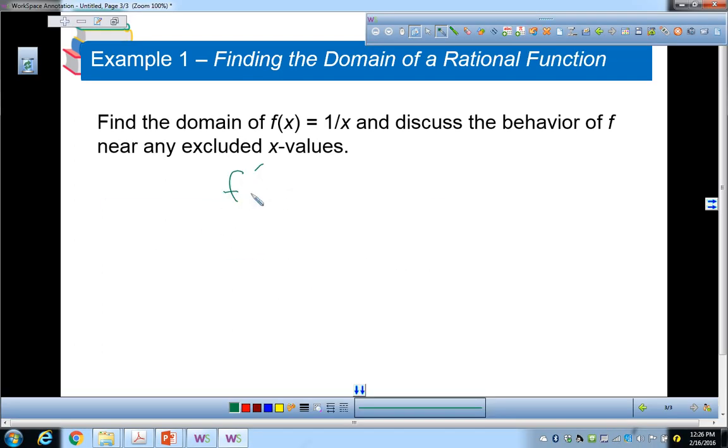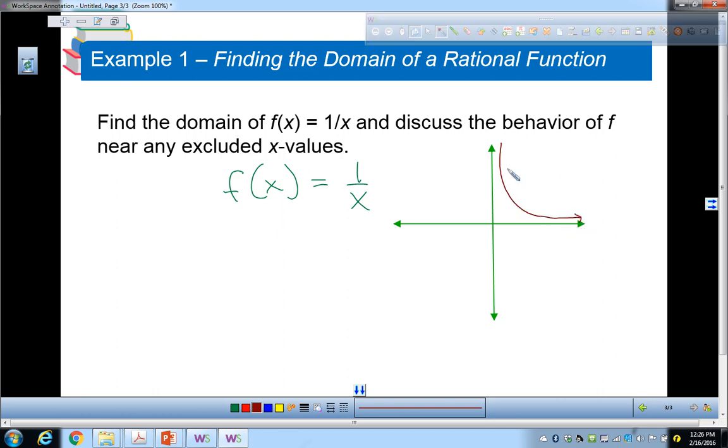Does anyone know what f of x equals 1 over x looks like? You might have seen it. I bet you saw this last year. Does anyone know the shape of it? What does it look like? F of x equals 1 over x looks like this here. And it doesn't curve back. It looks like this here.